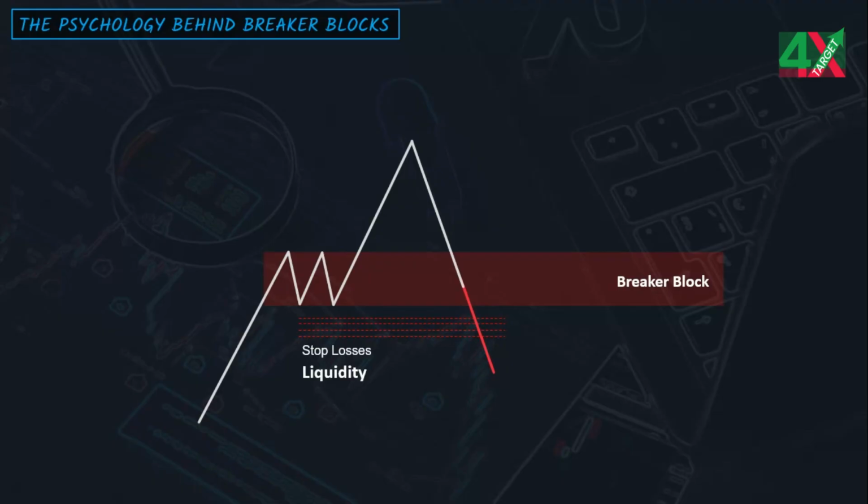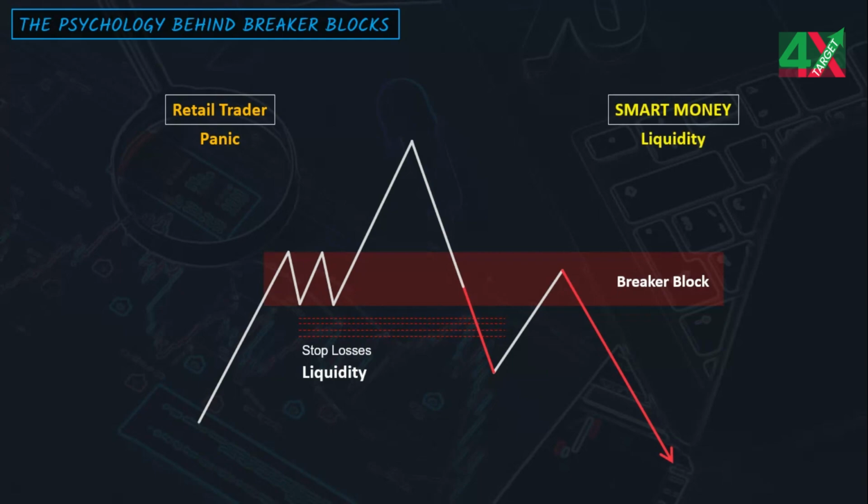Once enough traders are trapped on the wrong side of the market, institutions then reverse the price in the intended direction. This trap works because of the emotions involved. Retail traders see their stop loss get hit, panic, and often flip their position, believing a new trend has started. Meanwhile, institutions are simply using that liquidity to fuel their own trades.